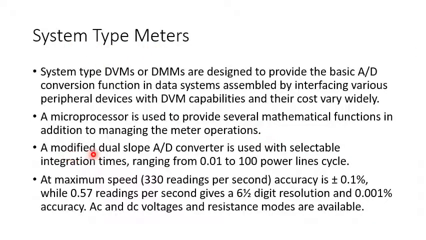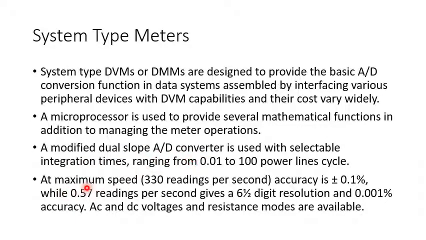Then it will use a dual slope converter, dual slope ADC, with selectable integration times. Like two or three classes before, we have discussed the single ramp technique and then the dual slope ramp technique. In the dual slope ramp technique, you charge for a fixed amount of time and it discharges depending on the reference voltage. So this integration time, or the charging time T1, you can change in this dual slope ADC.